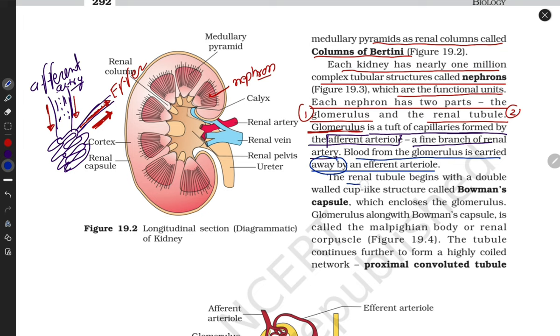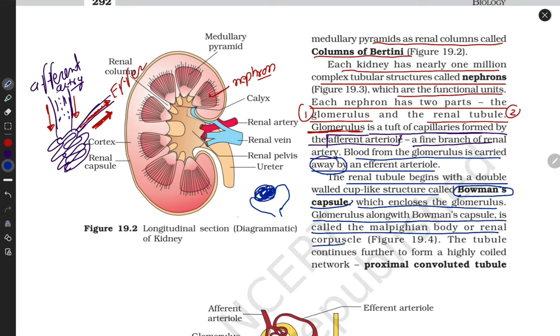Next, the renal tubule begins with a double-walled cup-like structure. We call it the Bowman's capsule. This cup-like structure encloses the glomerulus. Here the glomerulus is present, the bunch of capillaries. Glomerulus along with Bowman's capsule is called the Malpighian body or renal capsule. Wholly, completely, we can commonly call it a renal capsule.